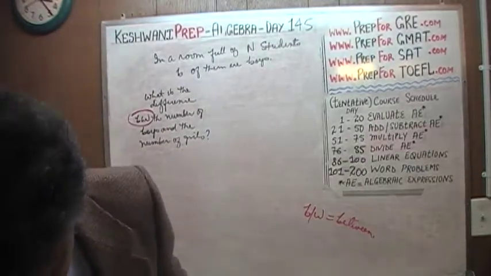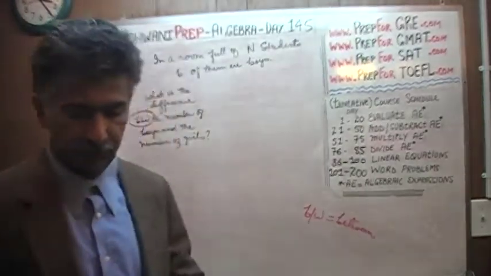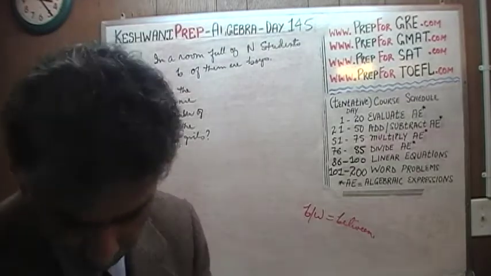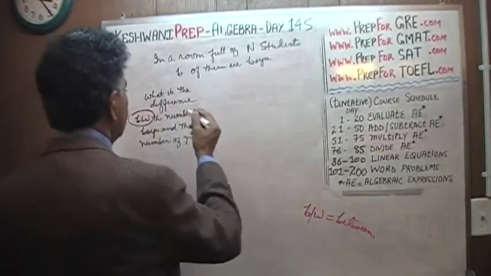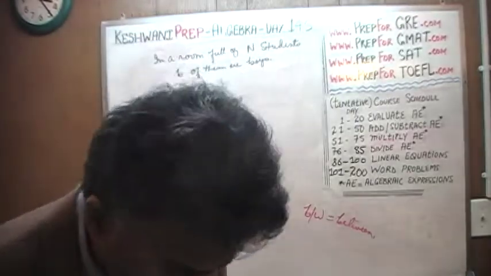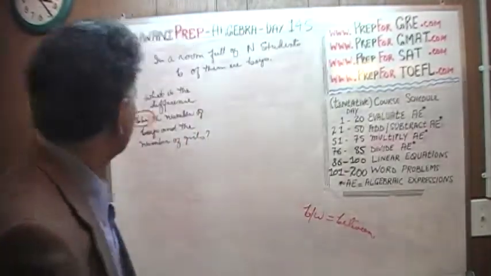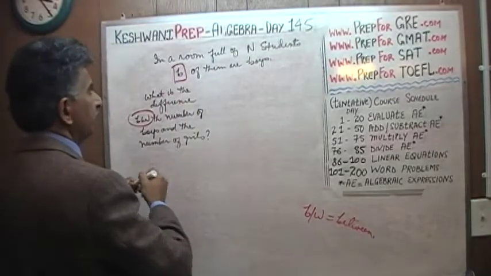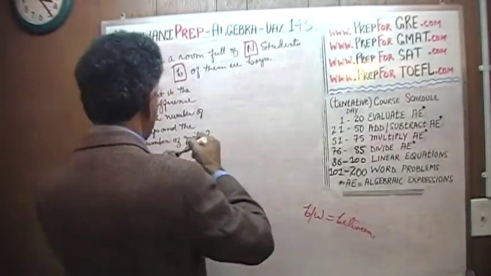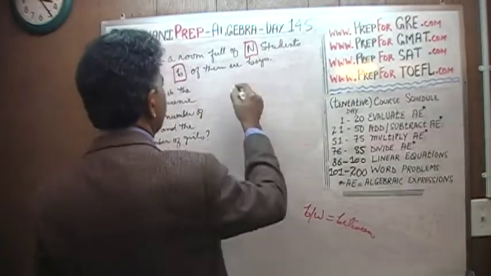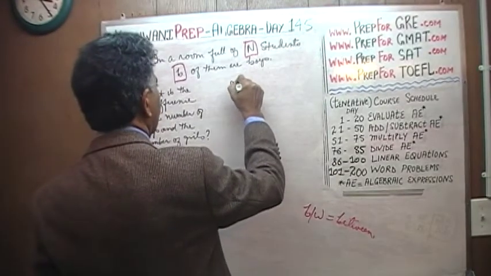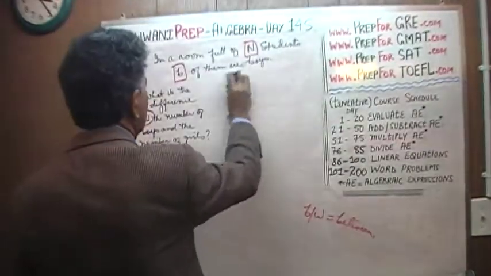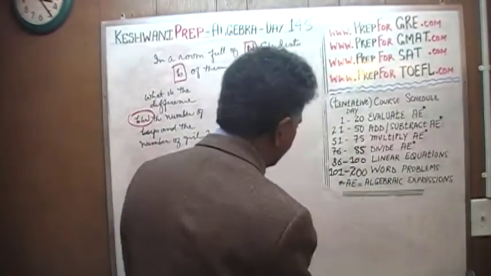So before we can talk about what's the difference between number of boys and number of girls, we have to first figure out how many girls there are. We know that there are B number of boys. If there are B boys, N is the total, and then the number of girls, let's do it here.